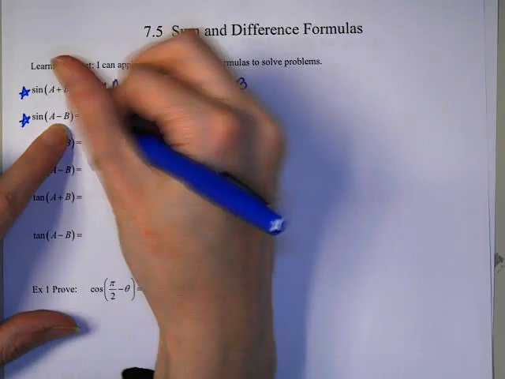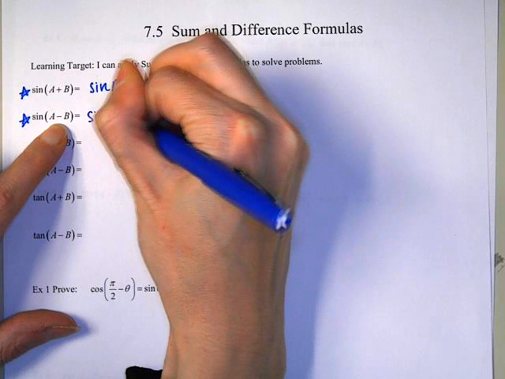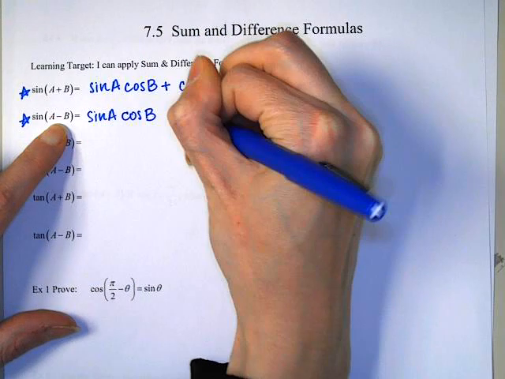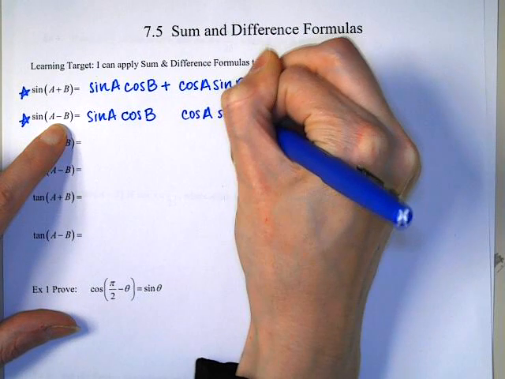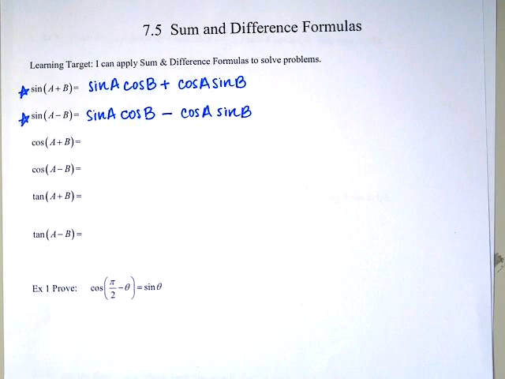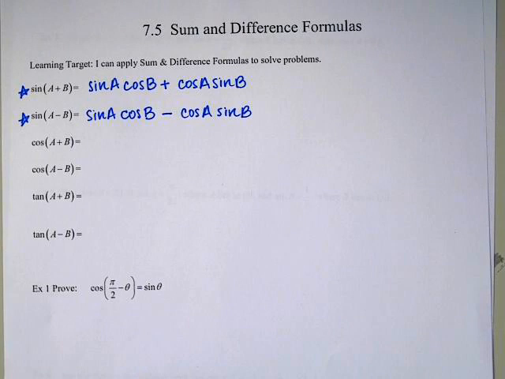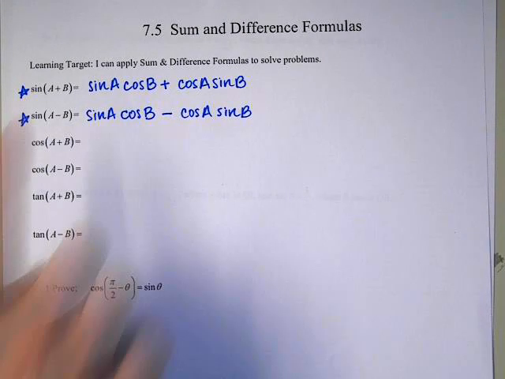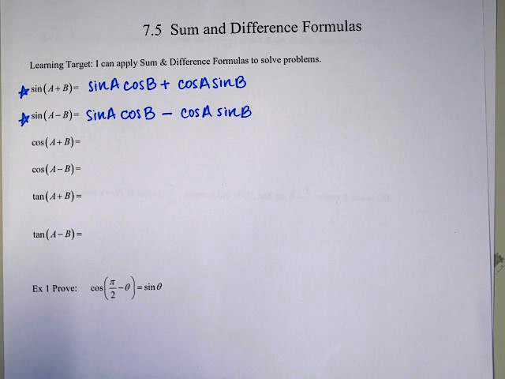So when it's a minus, it's still sine, cosine, cosine, sine, but the sign now becomes minus. Okay, so for all the signs, it's sine, cosine, cosine, sine. If it's plus, it's plus. If it's minus, it's minus.